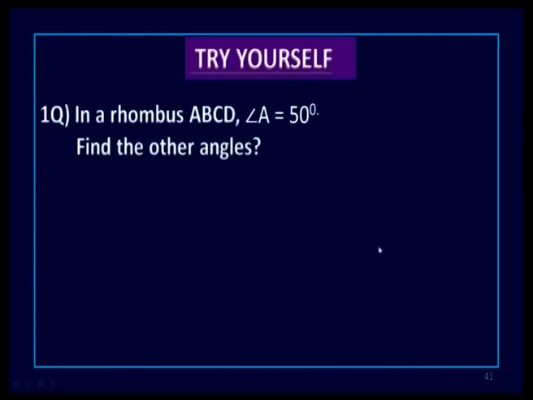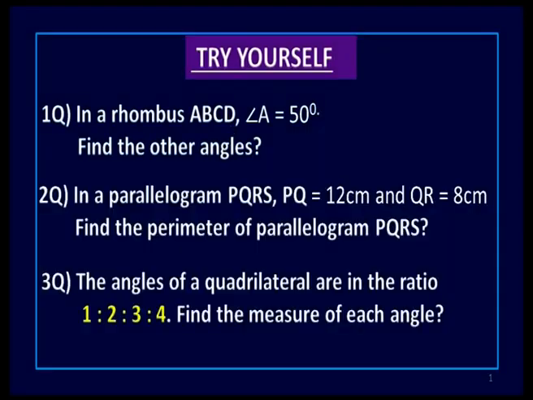Okay children, try yourself. In a rhombus ABCD, angle A equals 50 degrees. Find the other angles. See children, what is given here? In rhombus ABCD, angle A is given. You have to find the measure of angle B, angle C and angle D. In a parallelogram PQRS, PQ is 12 centimeters, QR is 8 centimeters. You have to find the perimeter of the parallelogram. The angles of a quadrilateral are in the ratio 1:2:3:4. You have to find the measure of each angle. See children, the first angle should be taken as x, the second angle 2x, the third angle 3x and the fourth angle 4x, and you have to take the sum as 360 degrees. After getting x, you find the angles.